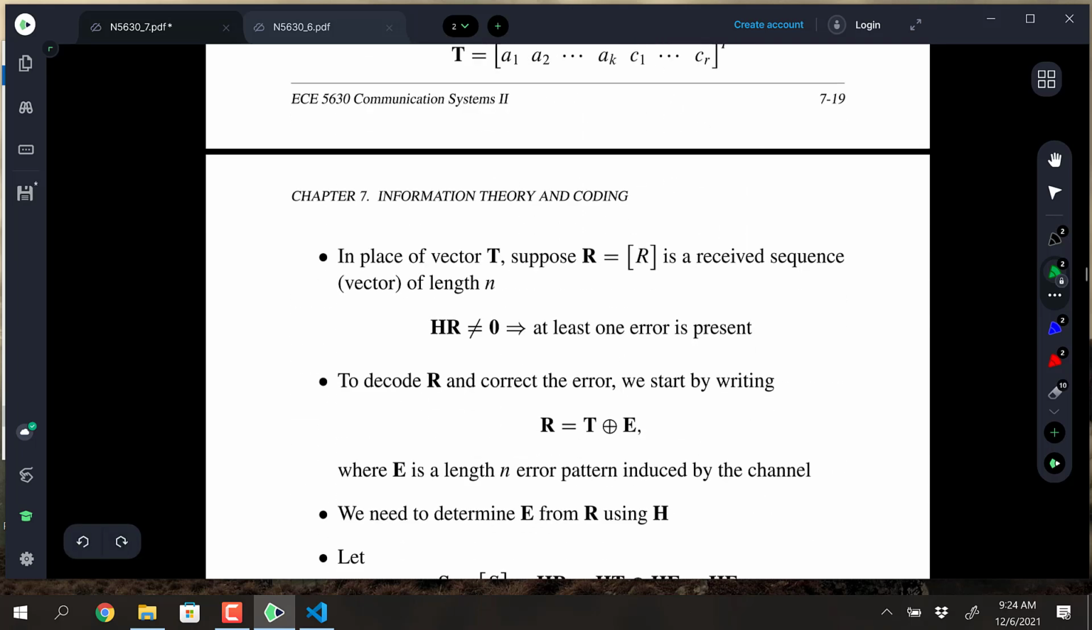And then when you get R, the receive sequence, you bundle that back up into a vector, and then you're going to pre-multiply that by the matrix H. And if that error vector, which is right here, boldface there means that's a vector, if that has at least one non-zero entry in it, that means at least one error is present.